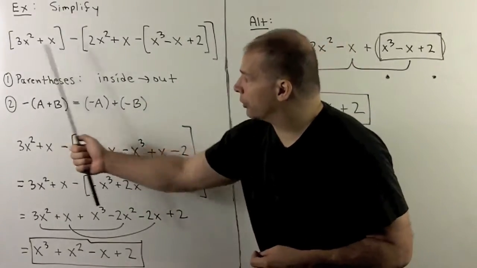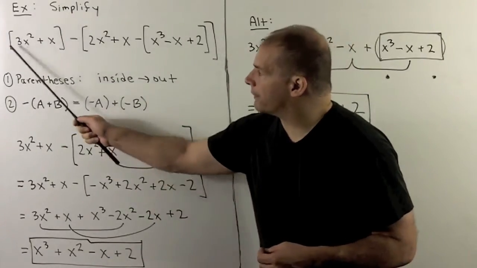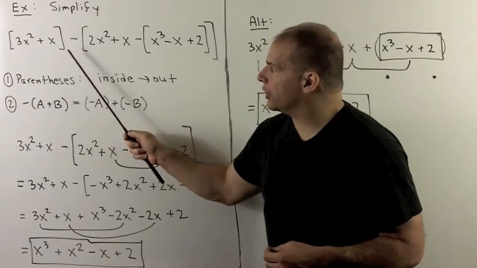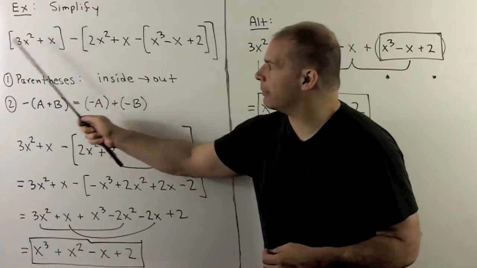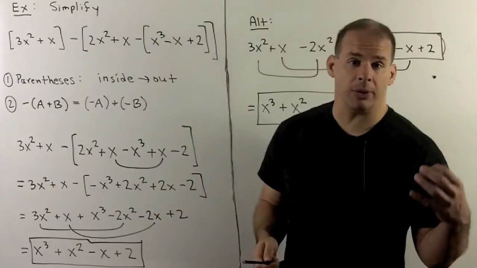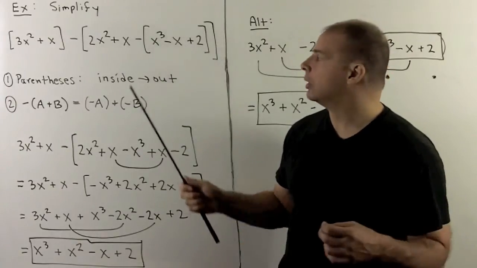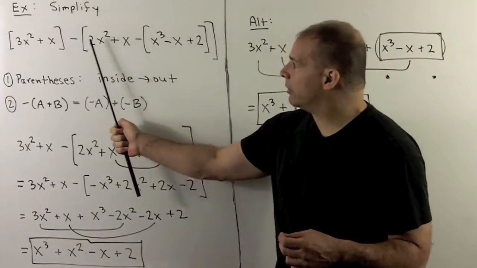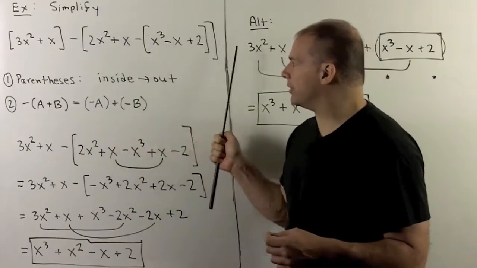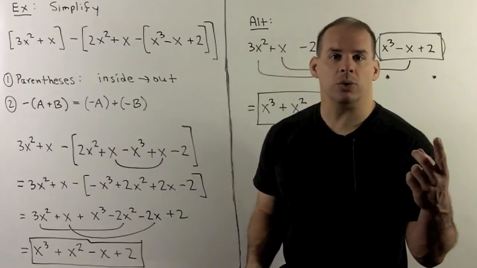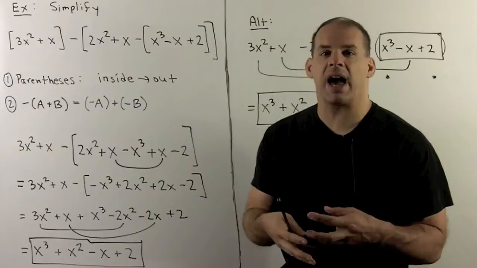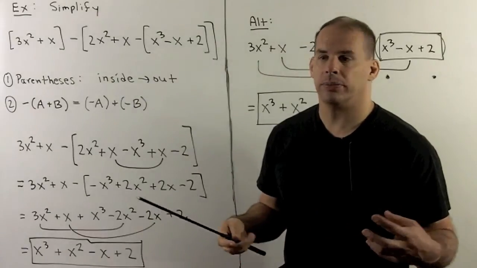Now, we go through term by term. For the first set of parentheses, there's nothing to do. There's nothing in front. We're on this side of the minus sign. So we can just drop those. Then we note we have parentheses inside of parentheses. So I use rule 1. Start at the inside and work our way out.